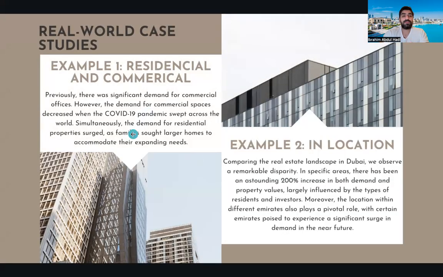To talk more about it, the example, world-class case study. Between the first example, residential and commercial, how significant was the demand for commercial offices? However, during COVID, which swept across the world, the demand was for residential, for the biggest residential communities, size apartments and villas, and less on the commercial.